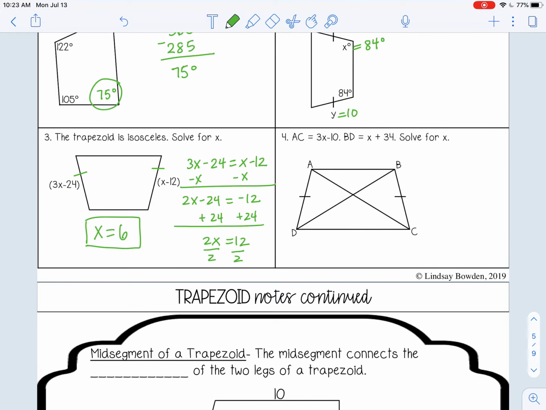Okay, in the last example, it says AC, which is this diagonal here, is 3x minus 10. And BD is x plus 34. So those are the two diagonals. And in an isosceles trapezoid, the diagonals are congruent. That means I can set these expressions equal to each other. All right, pause the video now and see if you can solve for x by yourself.